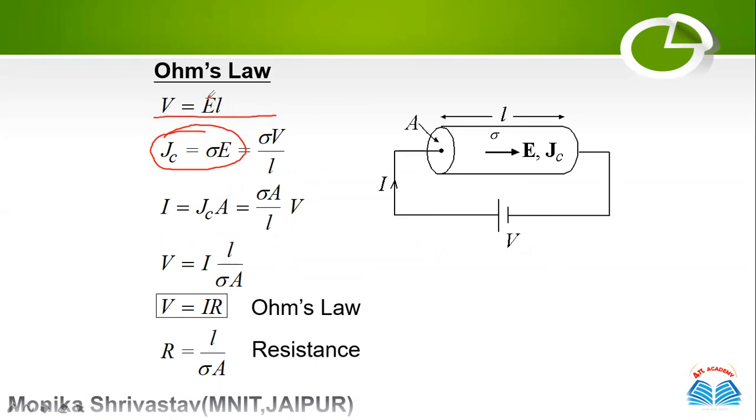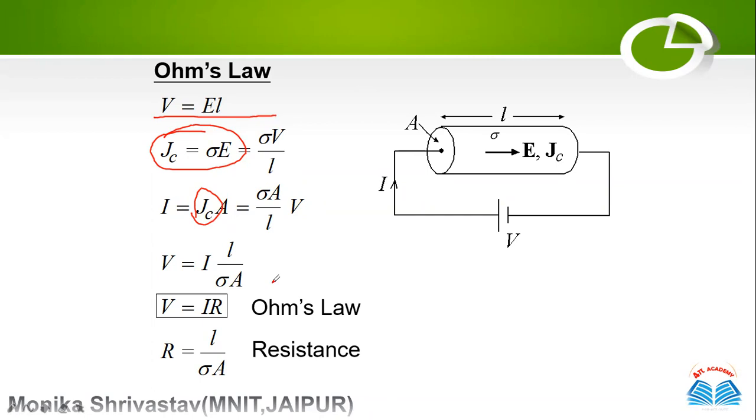So what is E from here? E is V over L, and we are putting this instead of this E. So we are getting sigma V over L. The current density also has one more formula, that is current upon unit area. So I equals Jc times A. We know the value of Jc, we have derived, that is sigma V over L. So we are putting this, and from here we are getting V equals IL over sigma A.